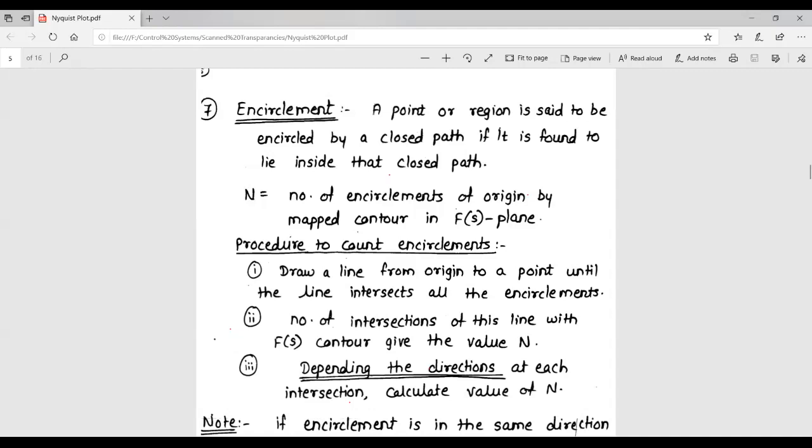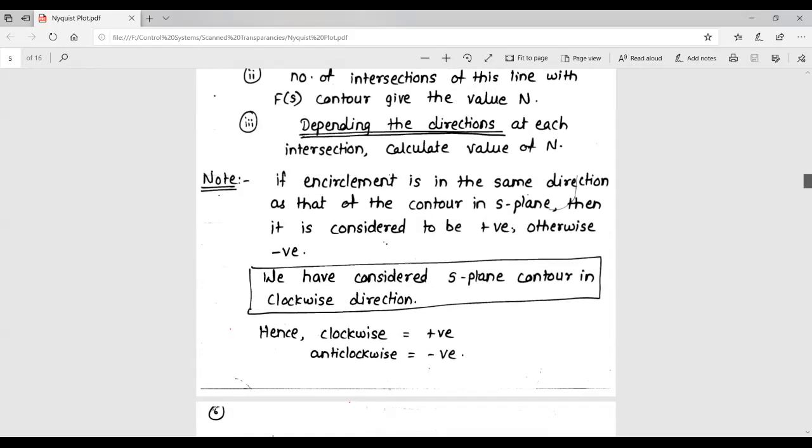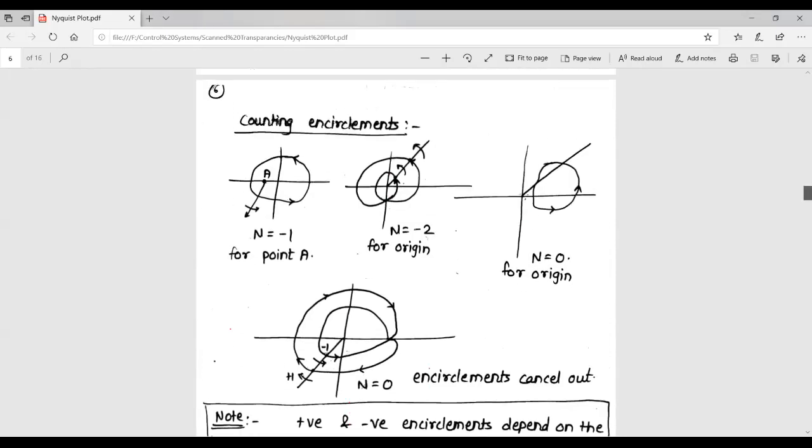Now we will directly see how the encirclements are counted. You can read the notes later on. It is better to explain with the help of a diagram. So now this is an example. The first example: the encirclement around point A we need to calculate. This is point A. We have a closed path and we have a direction also. Direction plays a very important role in counting encirclements.